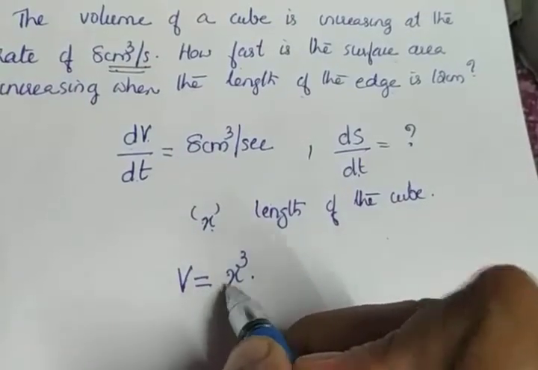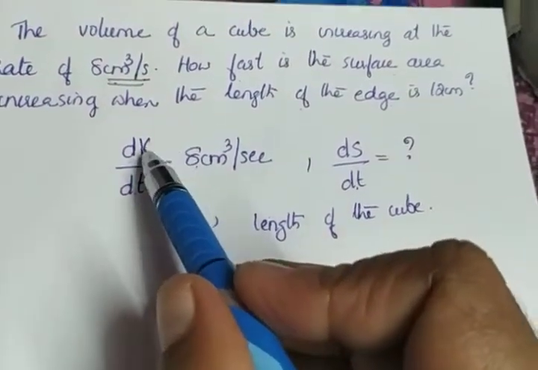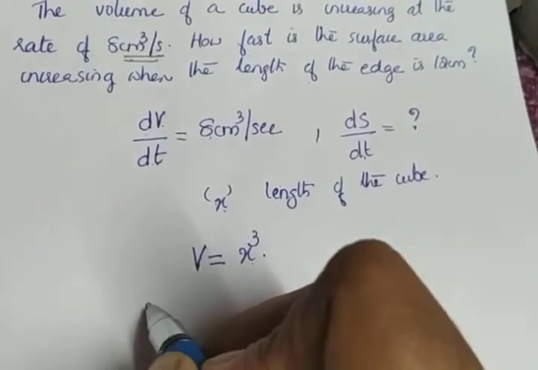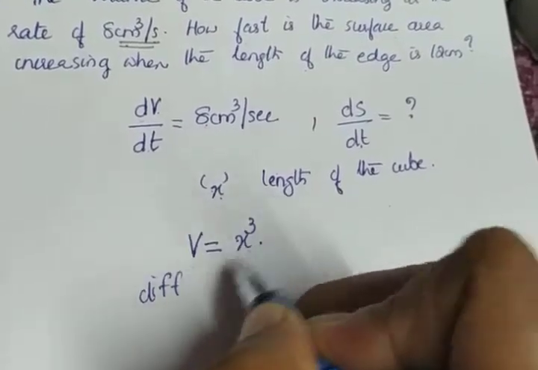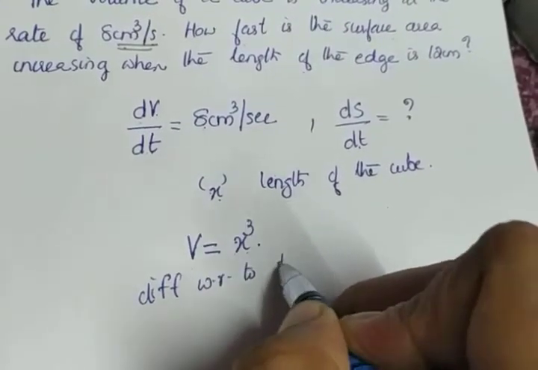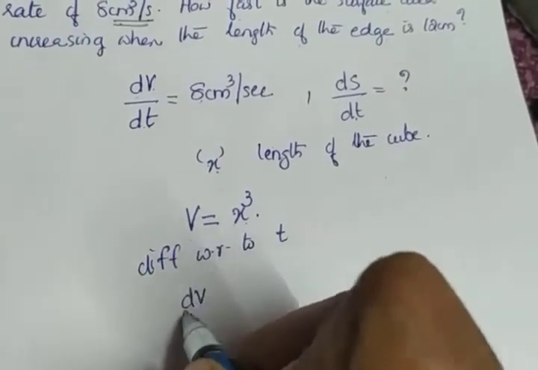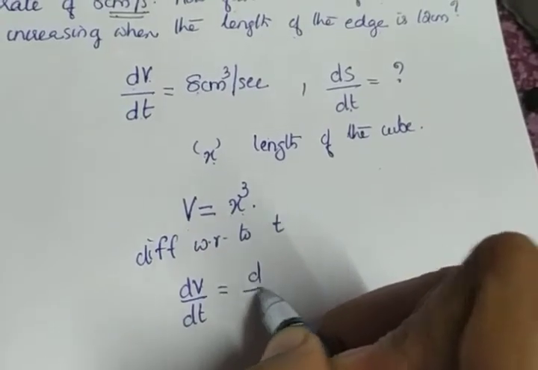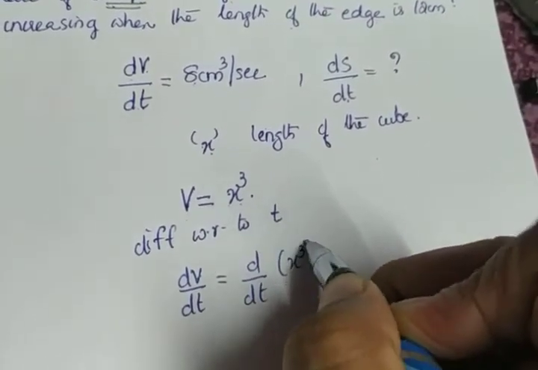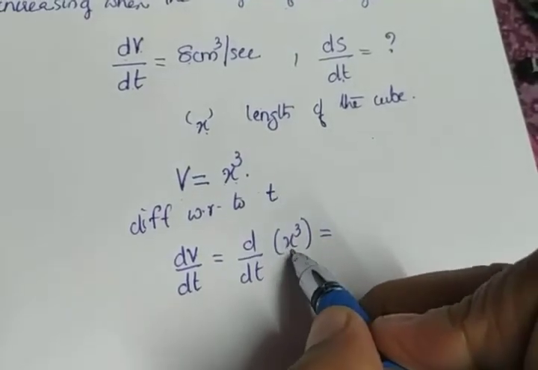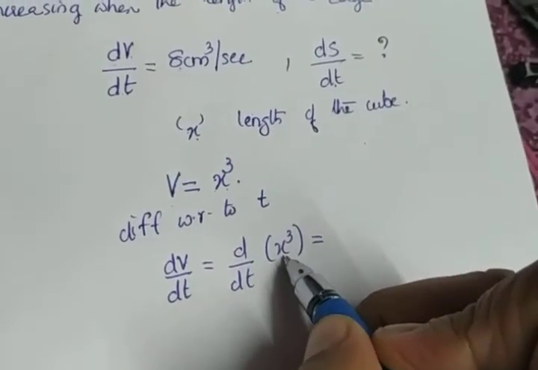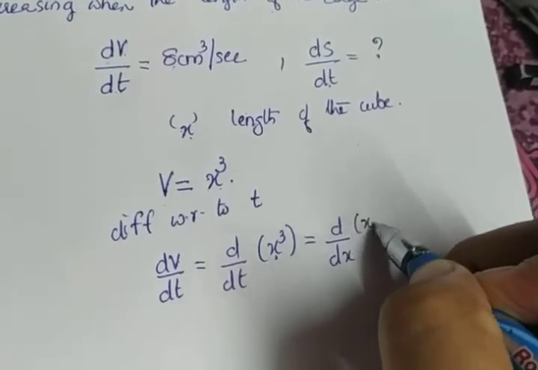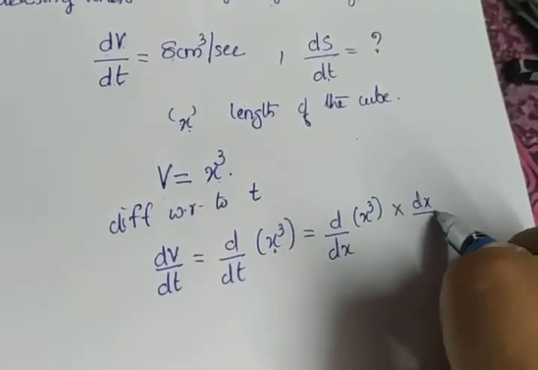If I want to substitute the given value 8, which is dV by dt, with respect to t, I have to differentiate V. So I am going to differentiate this equation with respect to t. So left side is dV by dt, that means the rate of change of volume with respect to time. The right side is d by dt of x cube, isn't it? This term doesn't contain t. So what we have to do here is rewrite it as d by dx of x cube into dx by dt.